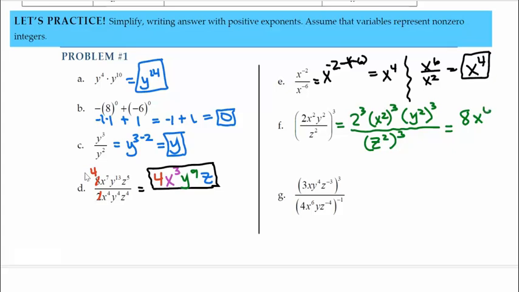So I get x to the 6th, y to the 6th, and then on the bottom I have z to the 6th. And I can't combine anything else together because I don't have any bases that are the same, right? If I had some x's on the bottom, then I could simplify them with those x's on the top. But I don't have that, so that is my answer.